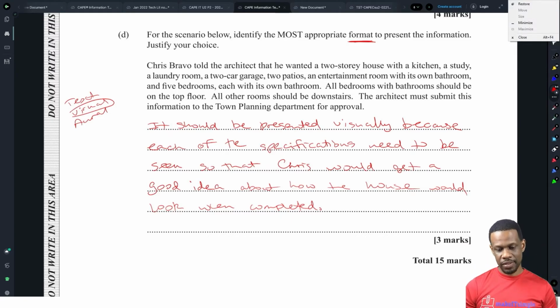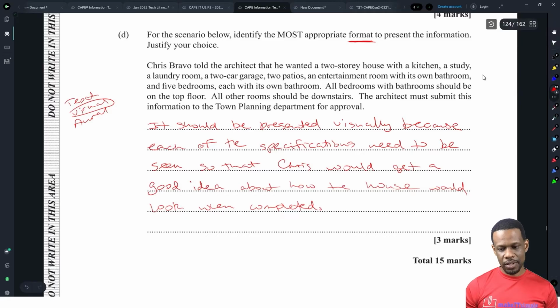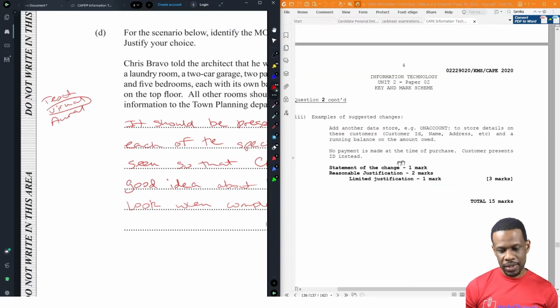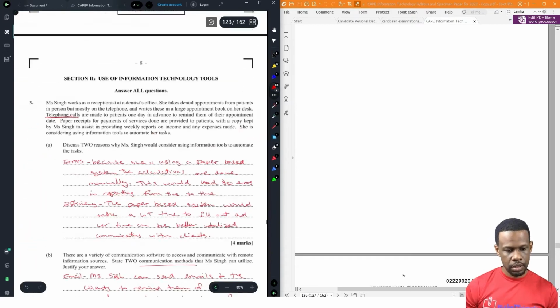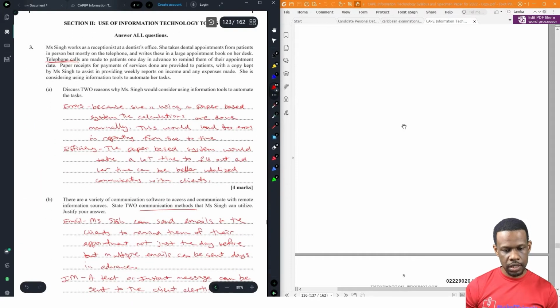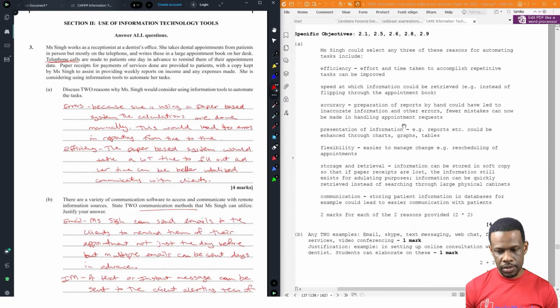That's rough. Okay, time for the moment of truth. Let's see what they said. So we had discussed 2 ways Ms. Singh could consider using information. Alright, so she could have efficiency, the time taken to do repetitive things. Okay, speed at which the information is retrieved. Okay, instead of flipping through the appointment book. Accuracy, preparation of reports could be inaccurate where we have errors here.